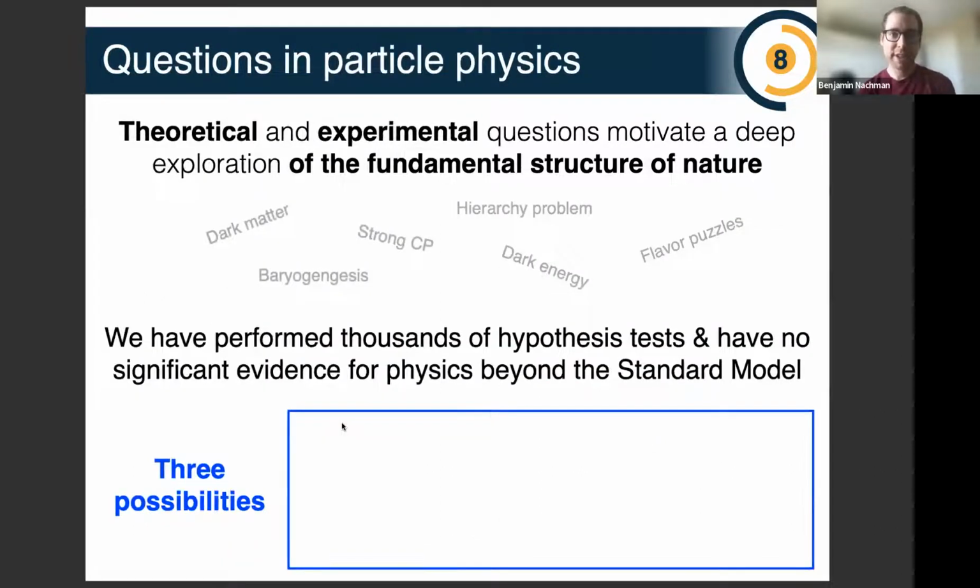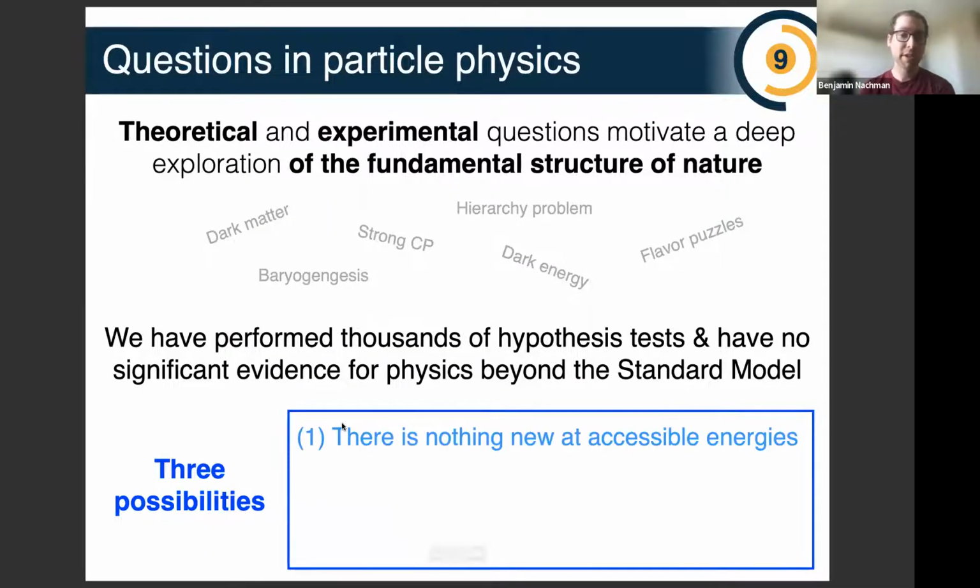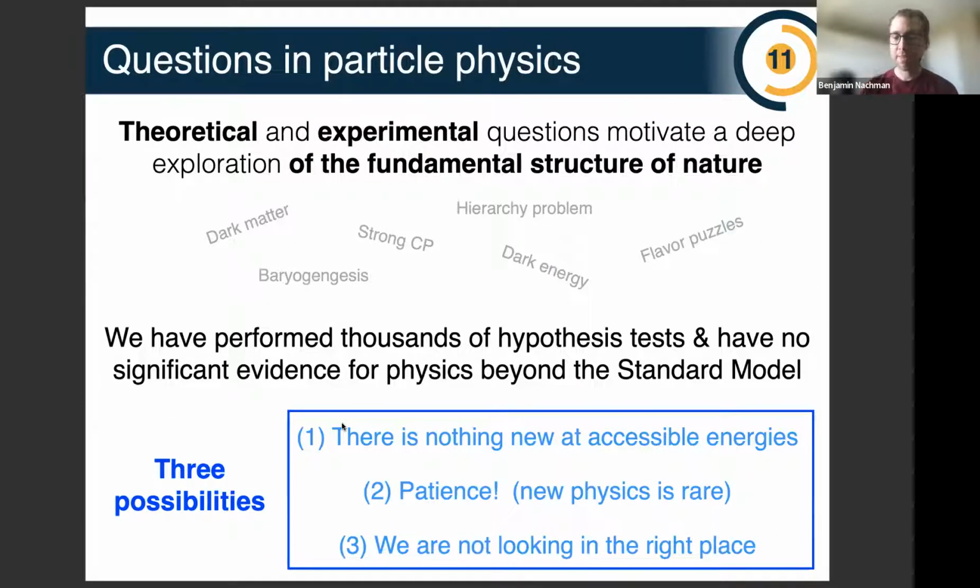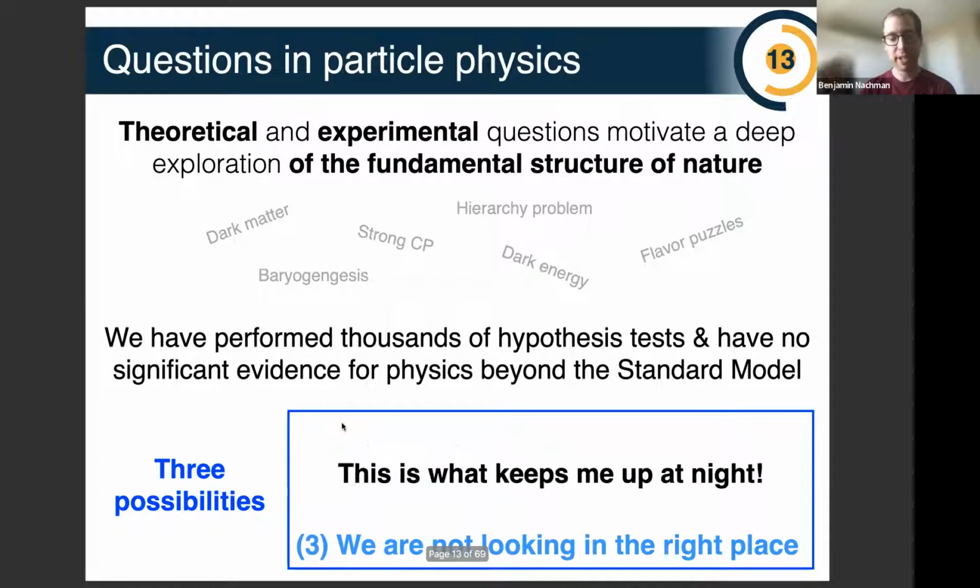So we have all these questions, and there are a number of puzzles which have impelled us to perform thousands of hypothesis tests, and so far we have found no significant evidence for physics beyond the standard model of particle physics, which is sort of our theory of everything. This leaves 3 possibilities. One, there's nothing new at accessible energies. The other is that we just have to wait, and the third is that we're not looking in the right place. This last one is what keeps me up at night.